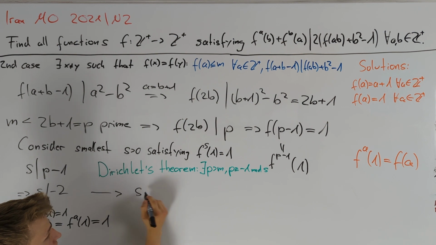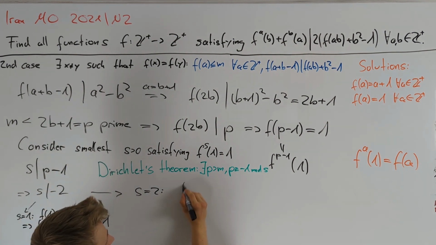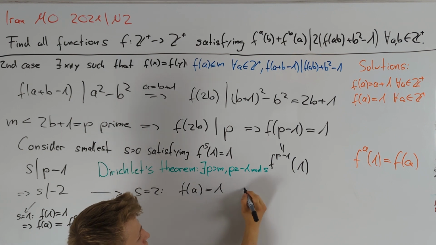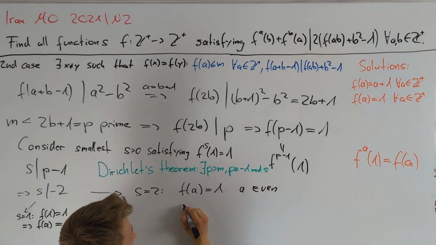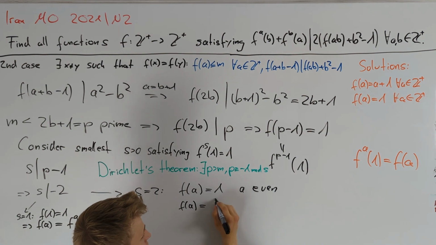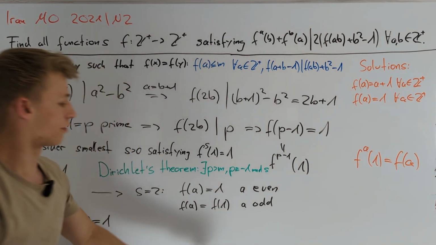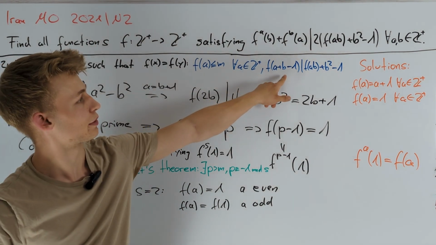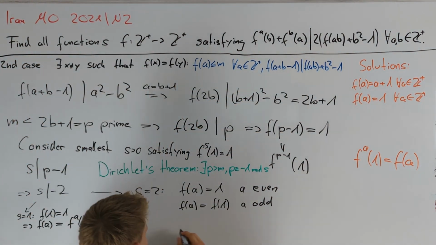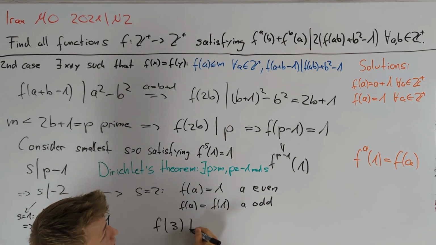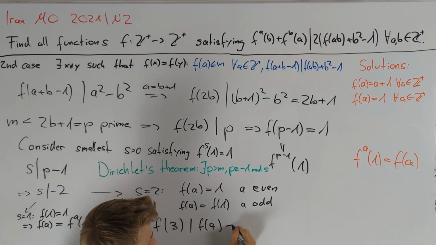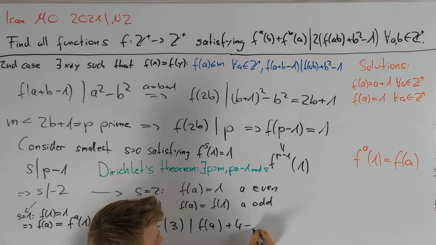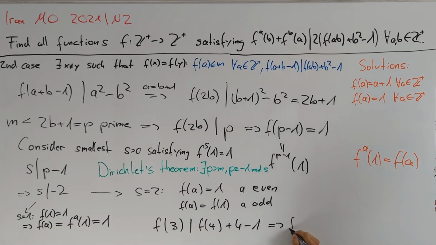For the case that s is equal to 2, we at first get that f of a equals 1 for a even, and otherwise f of a is equal to f of 1. To evaluate the value of f of 1, we plug in a equals b equals 2 into this equation here to get that f of 3 divides f of 4 plus 2 squared, which is 4, minus 1. Here f of 3 is equal to f of 1, and since 4 is even, we know that f of 4 is equal to 1, and therefore the right-hand side is equal to 4. So f of 1 must divide 4.